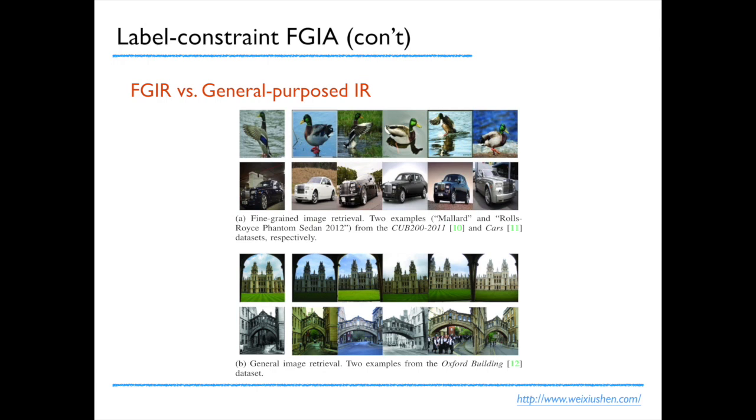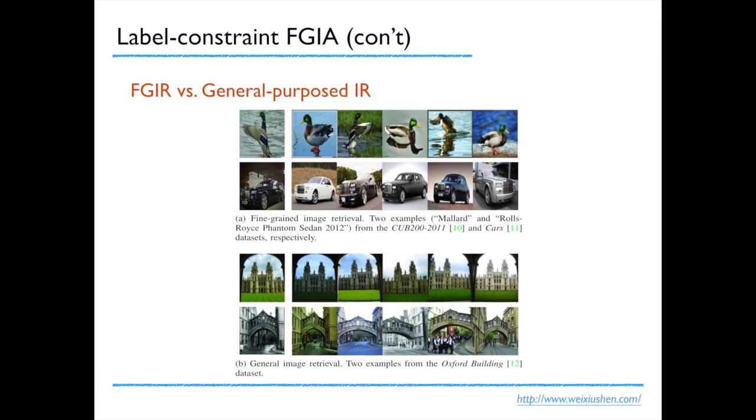Compared with general-purpose image retrieval, which is shown at the bottom of the figure, the fine-grained image retrieval task processes visually similar objects in the probe and gallery. For example, given an image of a mallard as the query, the fine-grained image retrieval system should return images of the same bird species in various poses, scales, and rotations. However, general-purpose image retrieval focuses on searching for similar images based on their similar contents.